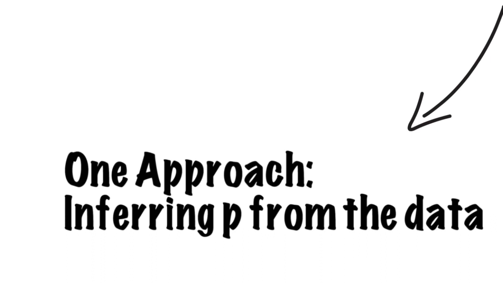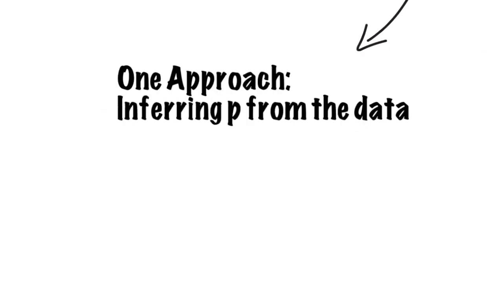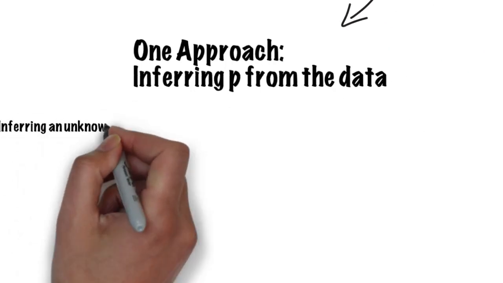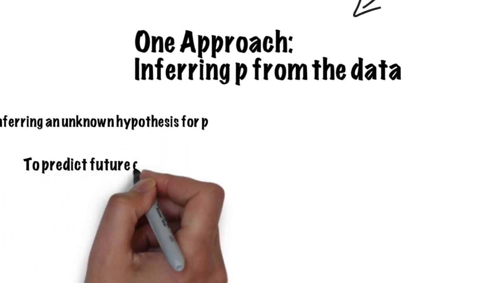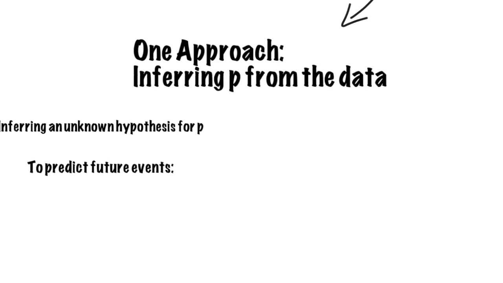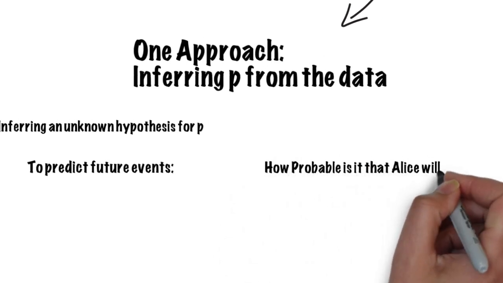This sets up a scientific inference problem in a microcosm. We have a limited amount of data. Alice is winning 5 to 3. We are interested in inferring an unknown hypothesis, the value of P. We want to use this inference to predict future events. How probable is it that Alice will win?